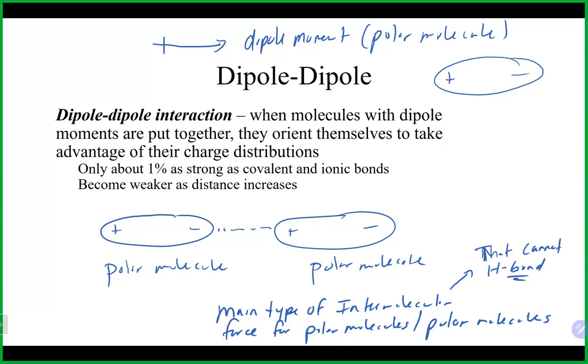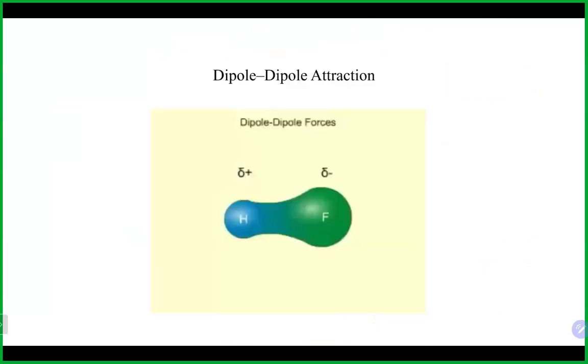It's only about 1% as strong as covalent and ionic bonds. And once again, that is because covalent and ionic bonds are intramolecular forces, which, as we just talked about, are much, much stronger than that. So here we go.